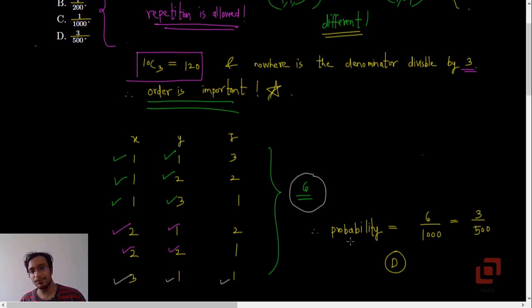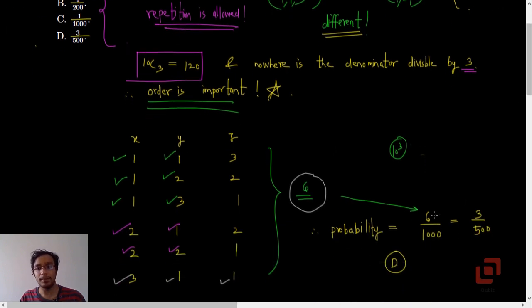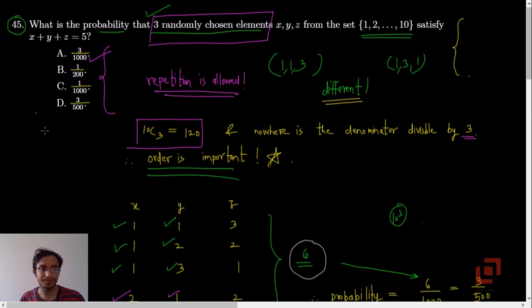So what is the probability? Favorable outcomes count 6 upon the total outcomes count, which is 10 raised to 3, because repetition is allowed. So this is basically a permutation with repetition problem. 10 raised to 3, 10 elements and you are picking 3 out of them. So probability is 6 upon 1000 or 3 upon 500, that is option D. Okay, so that is the end of the ISAR aptitude test 2019.